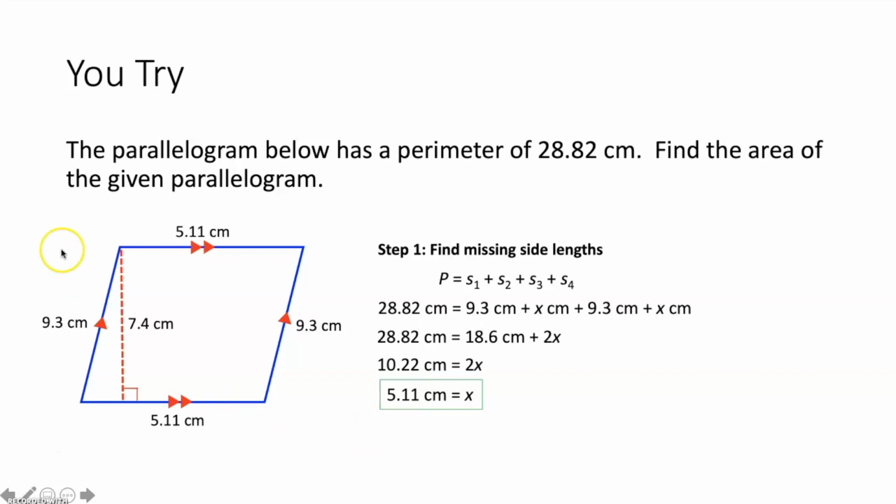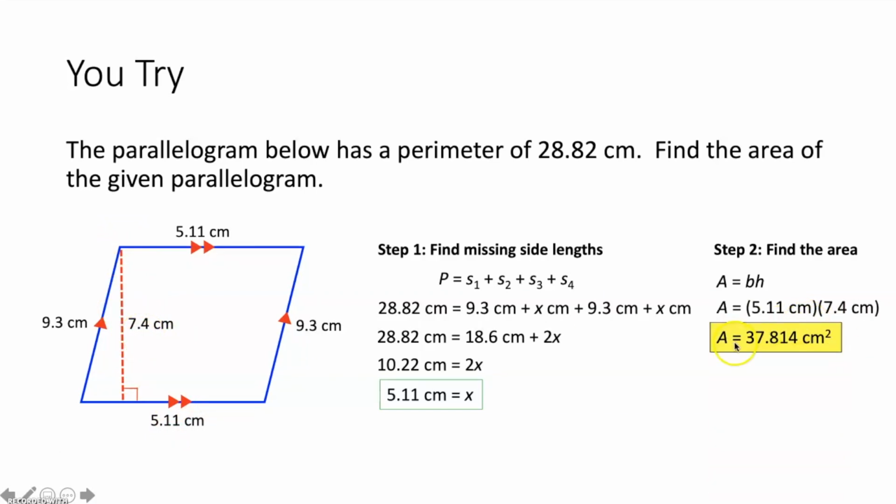I plug that in for each of those side lengths, and now what I can do is find the area of this parallelogram by using the formula area is equal to base times height. Remember, the base has to be perpendicular to your height. In this case, our base is going to be this 5.11 centimeters. Our height is going to be the length of this altitude, which is 7.4 centimeters. We plug those in, we multiply, and we get the area of this parallelogram is 37.814 centimeters squared, or square centimeters.